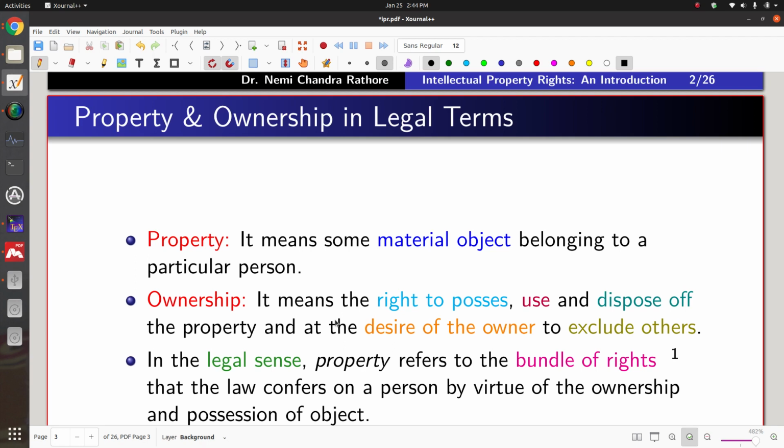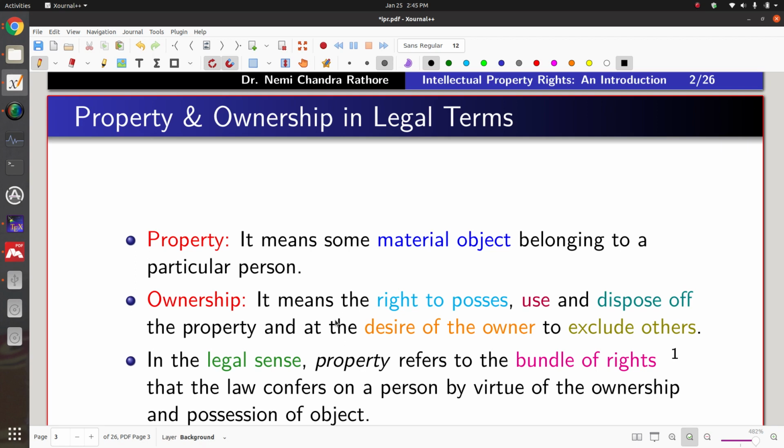So the people are given the right to possess those properties, but they are not only given the right to possess the property, they are also given rights to use those properties and dispose of the property. So dispose of means you can sell the property to others. You can also destroy the property if it can be destroyed. So you have certain rights in certain conditions.